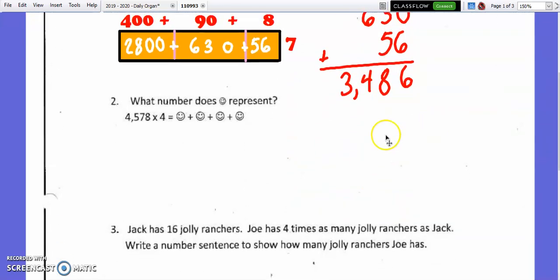Question 2. What number does the smiley face represent? In multiplication, we recognized that yes, multiplication is repeated addition, but we also talked about how each individual time we are adding a number, we're talking about total groups of a number. That's why we have four smiley faces. In this case, 4,578 is what that smiley face represents, because it's like having four groups of the same exact number, 4,578 in one group, and every single smiley face after that is the same exact representation, because multiplication is repeated addition.